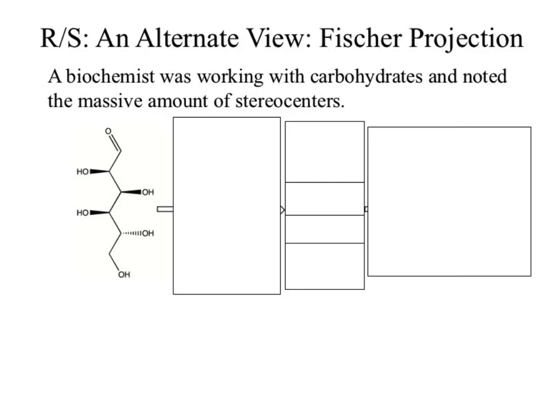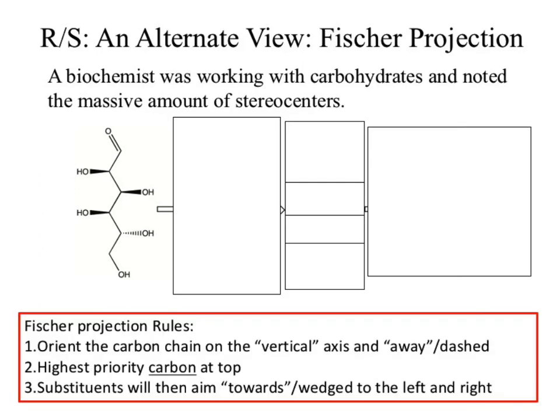Right? So instead, a biochemist went through and said, well, I want to change my view on this molecule to simplify the structure. Right? And so the first thing that he did was change the orientation of the structure. He oriented it so the carbon chain was on the vertical axis. The next part is he oriented it so it was always away. Right? And if we're going on the vertical axis, our highest priority atom could be at the top or the bottom. He defined the highest priority to be at the top.